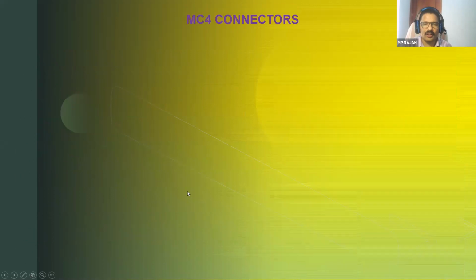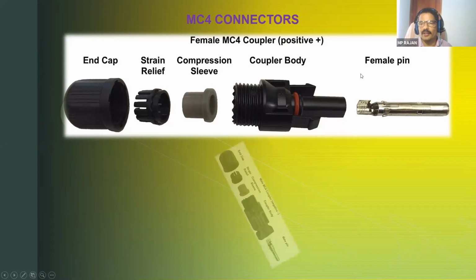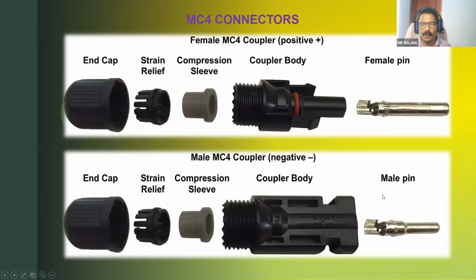You can see these two are called fingers. The female part will have a finger also. These are the various parts of an MC4 connector: end cap, strain relief, compression sleeve, coupler body, and the female pin. This pin will be inside. You can see the difference between the female and male pin. On this outer body, you can see the chain, and these pins are inside.